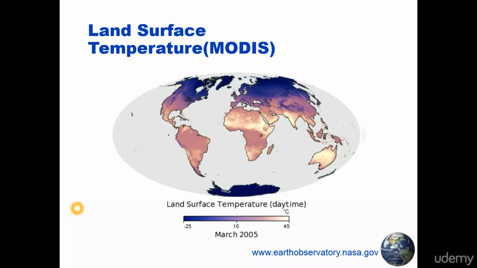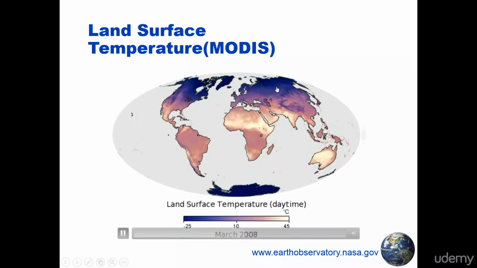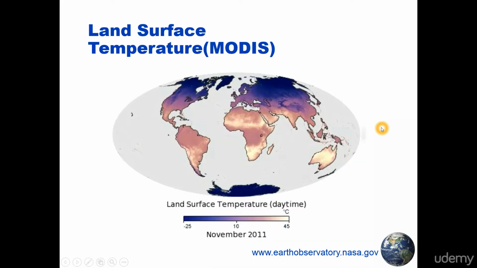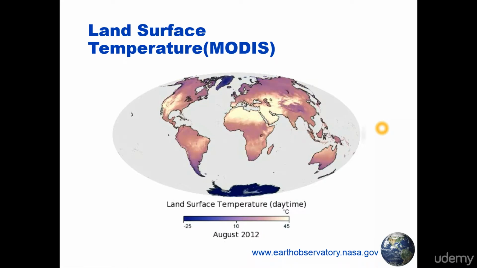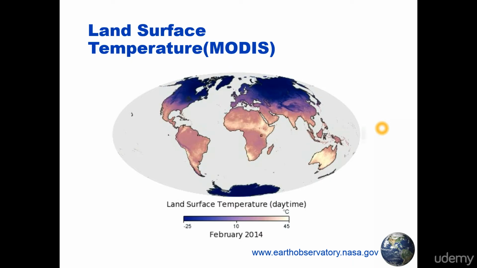over 2000 to 2015, the current year. So as you can see here, you can pretty much monitor the land surface temperature of the planet, varying from season to season, month to month, and year to year. This is a very useful data source for monitoring various land surface processes, and it can be used even for modeling.